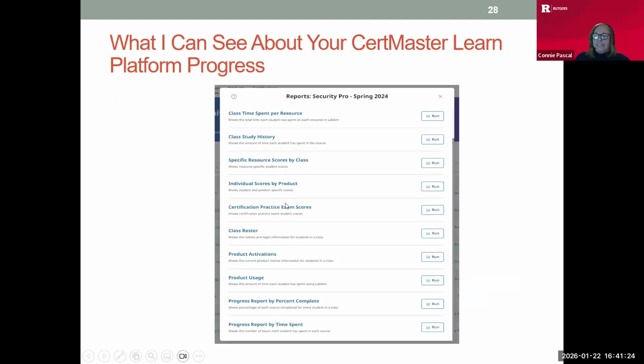So this is what I can see, by the way, of where you're at. These are the different reports I can pull on each of you, and I can see how much of the product you've used, what percentage you've completed, how much time you spent, and I can also see your individual scores by each one of the activities in the course. So I do review that pretty much on a weekly basis, and we'll use that as my way of assessing where you're at in the class.